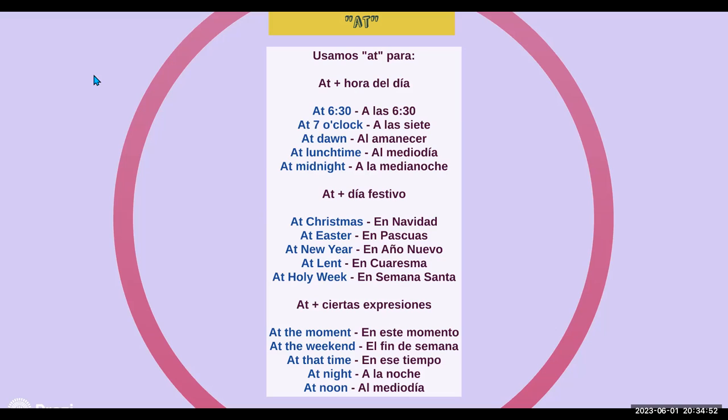Okay, tell me. When we talk about the time of the day, we are going to use in different moments at 6:30, at 7 o'clock, at dawn, at lunchtime, at midnight. Okay, now give me some example using all those expressions.